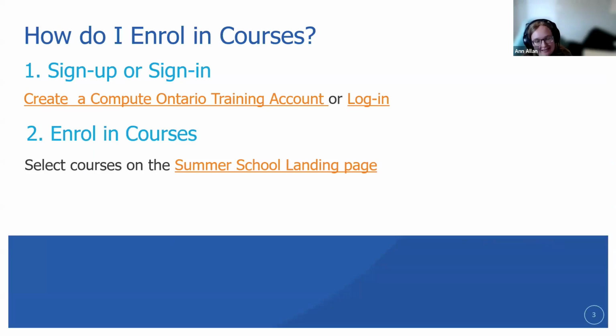There are two steps to getting enrolled in courses. The first would be to sign into the Compute Ontario training system. However, if you don't already have an account, you'll also need to create one. The second step is to enroll in courses. This requires you to select the course link of each of the courses that you're interested in and enroll.